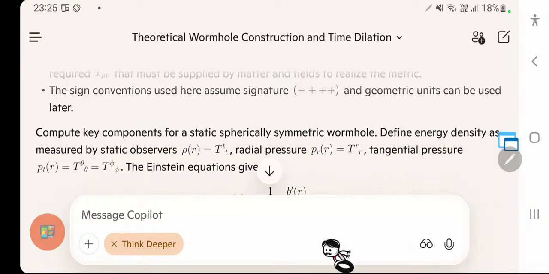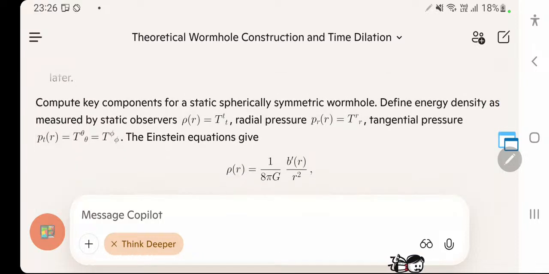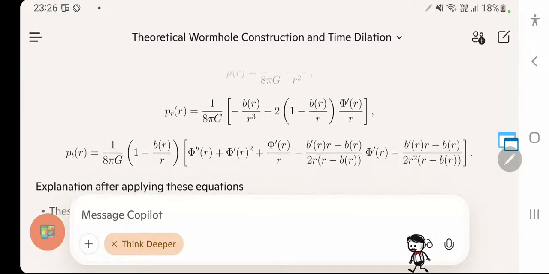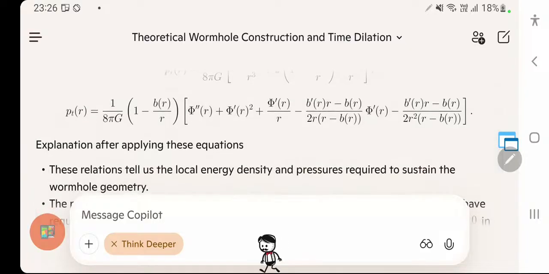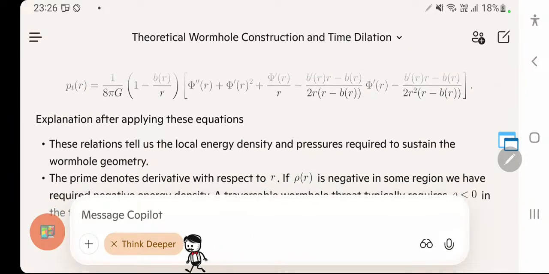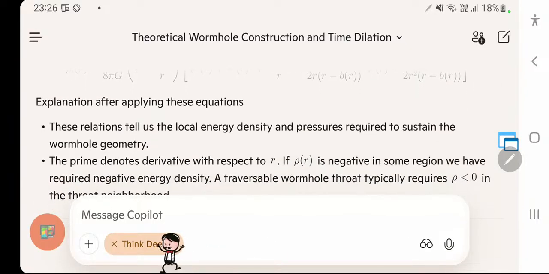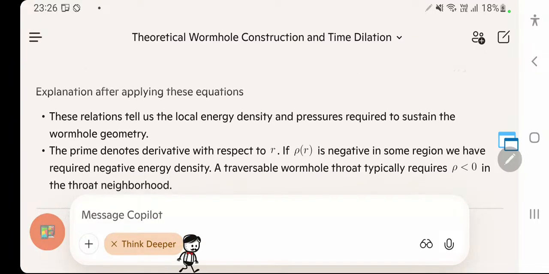Compute key components for a static spherically symmetric wormhole. Define energy density as measured by static observers, radial pressure, and tangential pressure. The Einstein equations give the following. Explanation for applying the equations. These relations tell us the local energy density and pressures required to sustain the wormhole geometry.